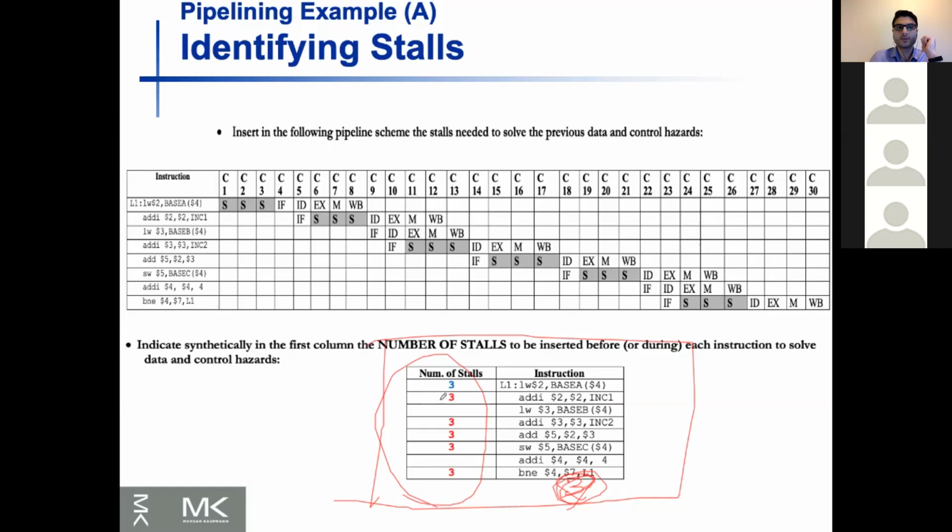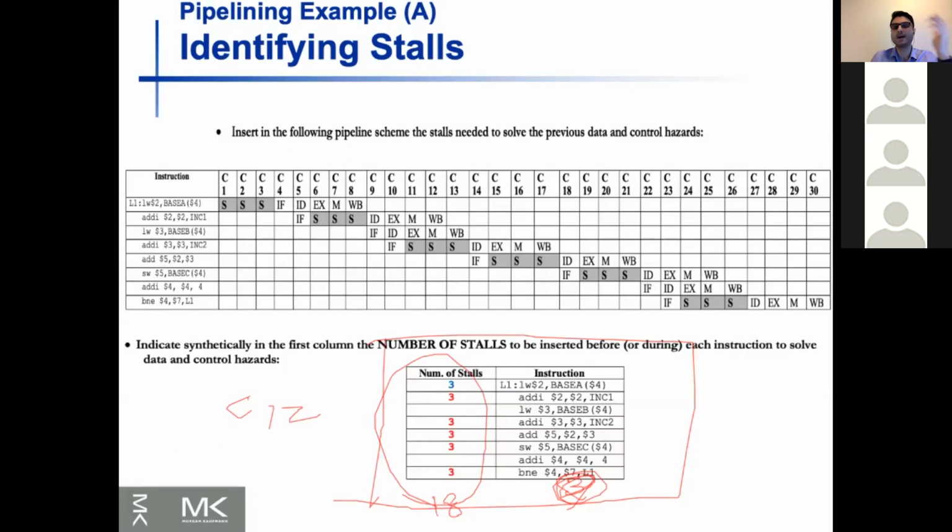All right, so you sum them up, you're going to have 3, 3, 3, 3, 3, 3, or 18 stalls. Okay, your pipeline was 12 without any stalls. That's why if you add them up, it's going to be 30, right? That's why you're going to have a C1 up to C30.